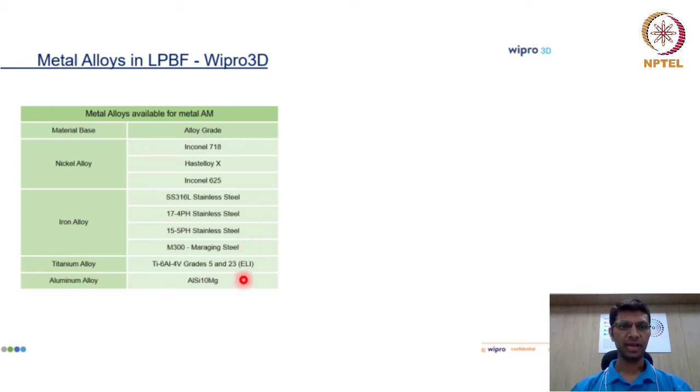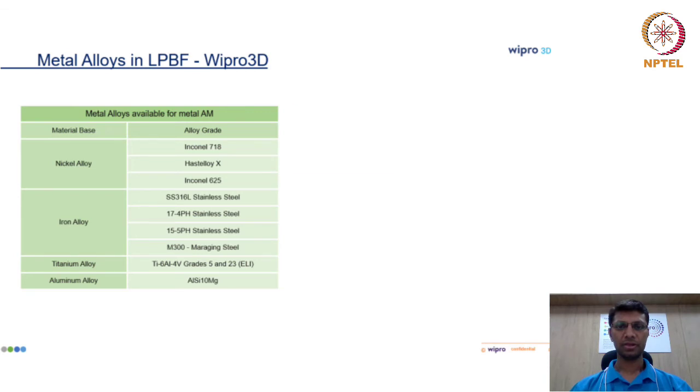In titanium we have Ti6Al4V grade 5 and grade 23 both, and ELI is the extra low interstitial element grade, which is used in the medical field. In aluminum we have AlSi10Mg, and there are current developments going on for AlSi7Mg.